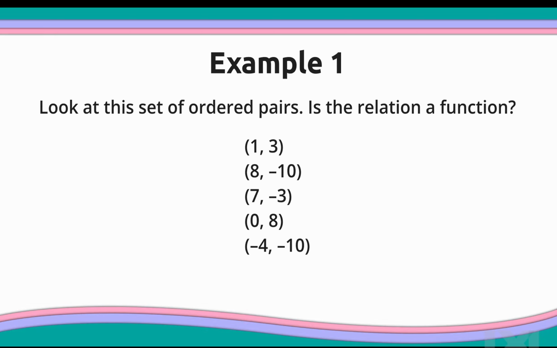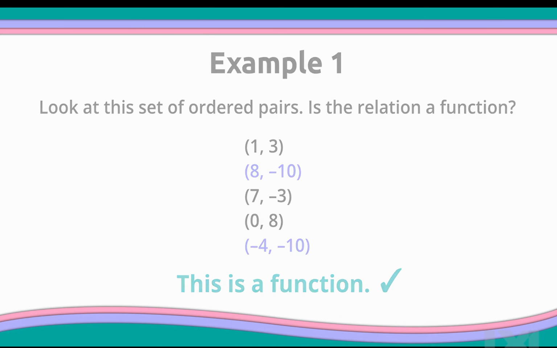Let's try some examples. Look at this set of ordered pairs. Is the relation a function? Remember that in order to be a function, each x value can only be paired with exactly one y value. Are there any x values that are listed more than once? The x values are 1, 8, 7, 0, and -4. So each x value is only paired with one y value, which means this relation is a function. You might be worried that the ordered pairs 8, -10 and -4, -10 have the same y value, -10. But that's okay. A function can have one y value that is paired with multiple x values, just not the other way around.